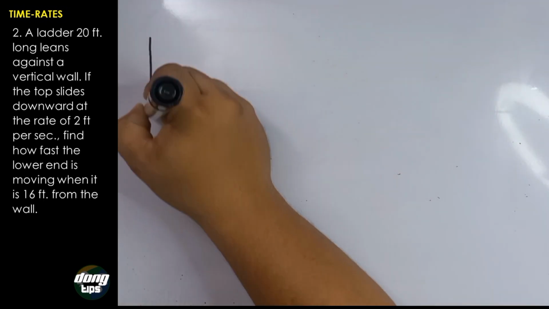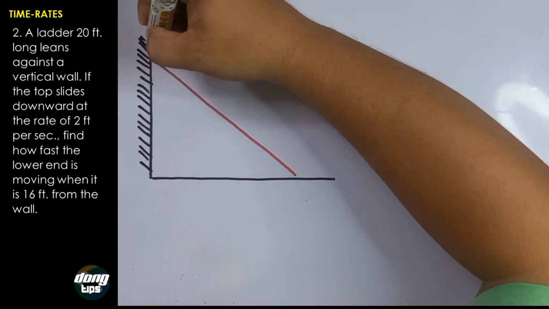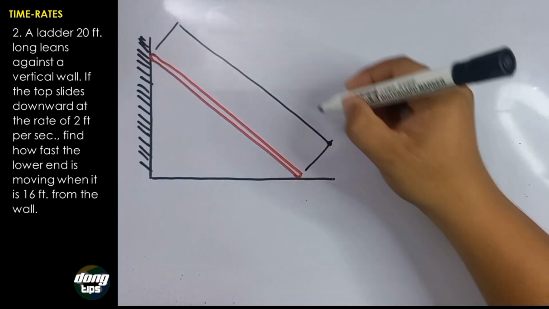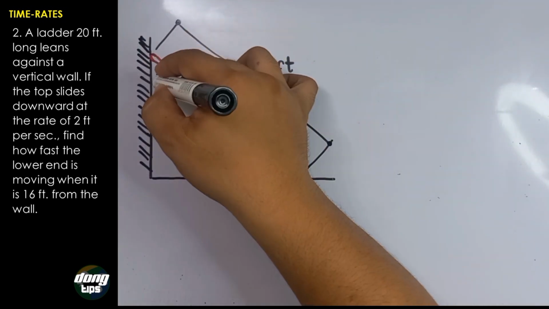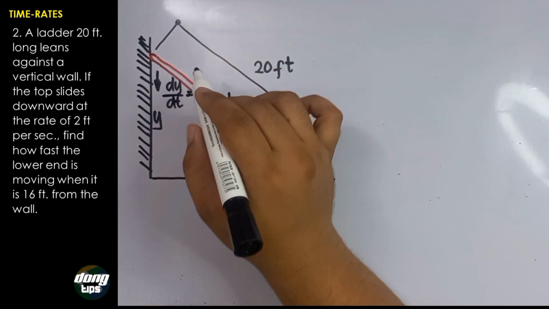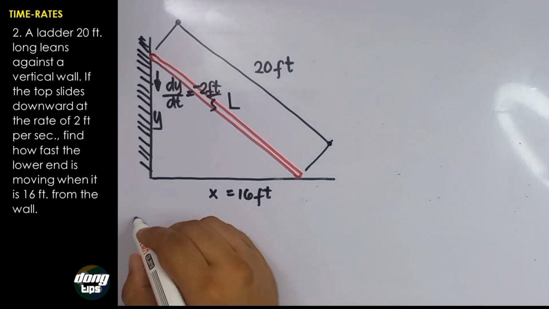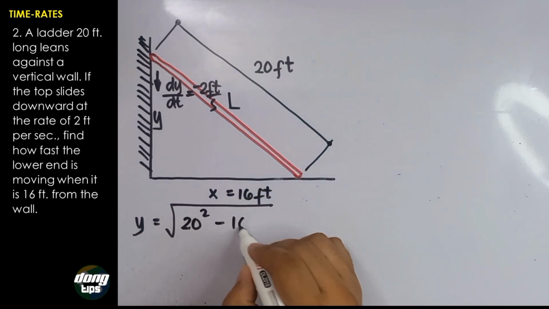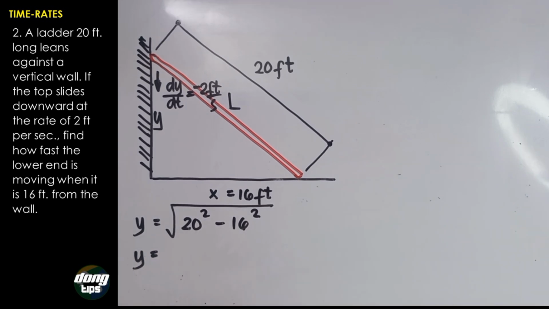Problem 2. A ladder 20 feet long leans against a wall. If the top slides downward at the rate of 2 feet per second, find how fast the lower end is moving when it is 16 feet from the wall. Assign y as the distance from the top of the ladder to the ground, and x as the distance of the lower end to the wall. dy over dt is the rate of how fast the top slides downward, and dx over dt is how fast the lower end is moving. Now, let's first solve the value of y by the Pythagorean theorem, and that is 12 feet.